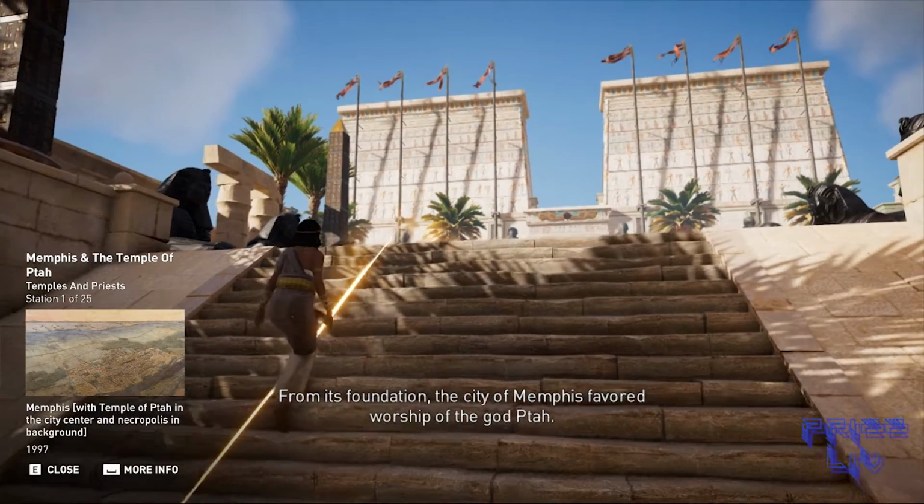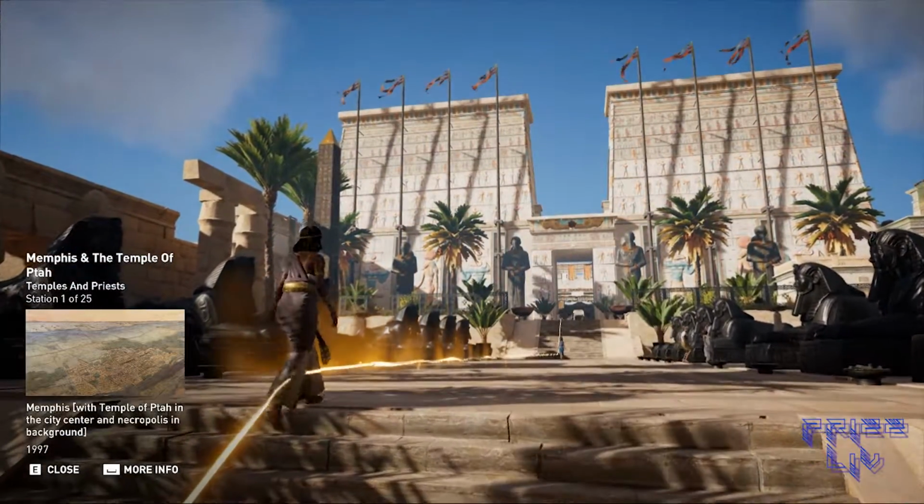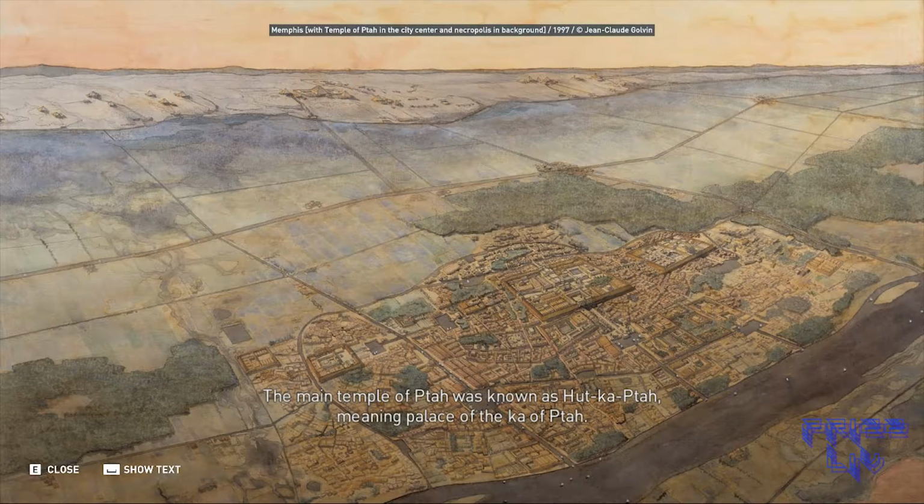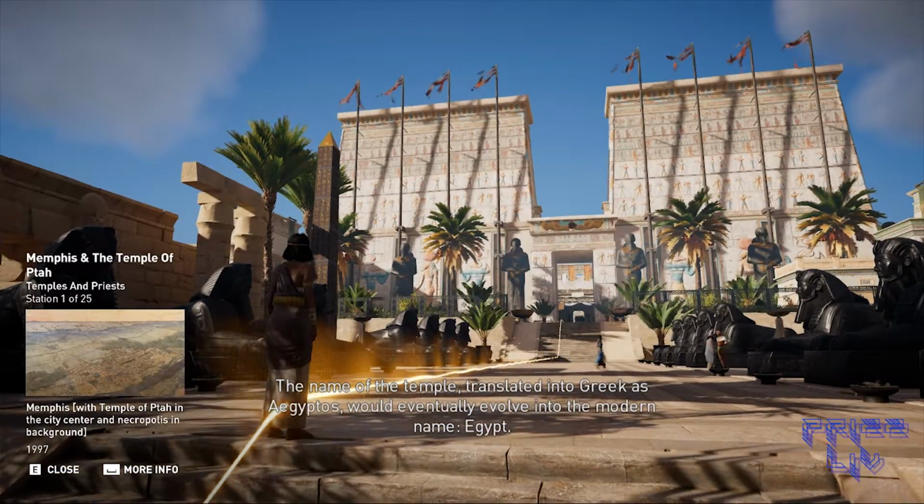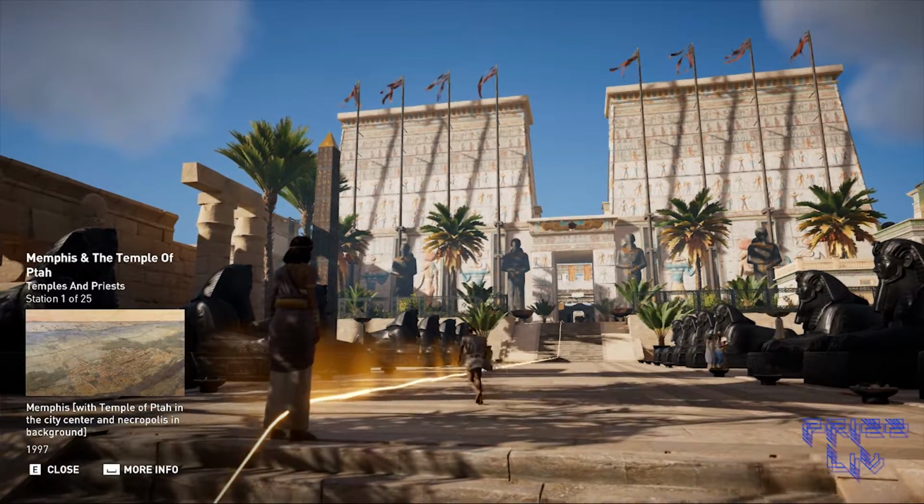From its foundation, the city of Memphis favored worship of the god Ptah. The main temple of Ptah was known as Hutkaptah, meaning Palace of the Ka of Ptah. The name of the temple, translated into Greek as Aegyptos, would eventually evolve into the modern name Egypt.